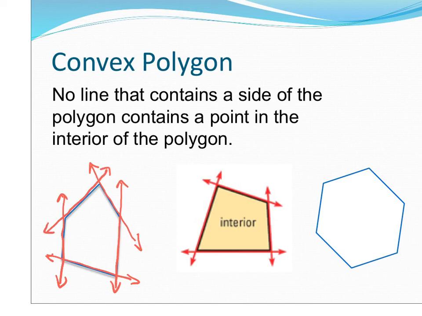This last one over here, this hexagon, is also convex because again, when I draw lines on top of the sides, it doesn't go into the interior.